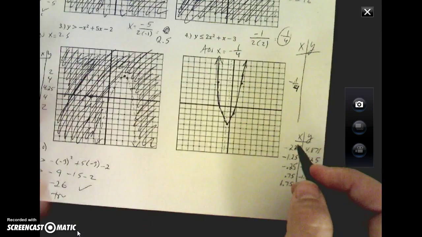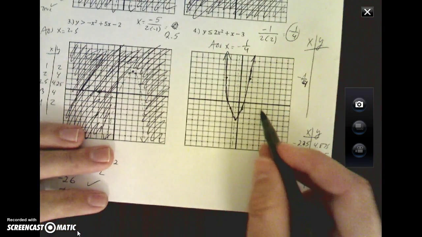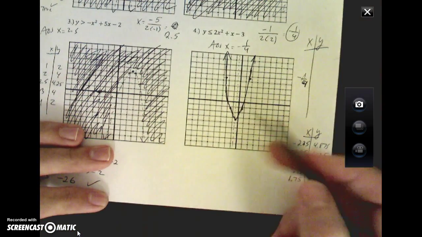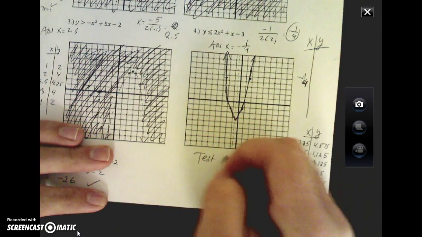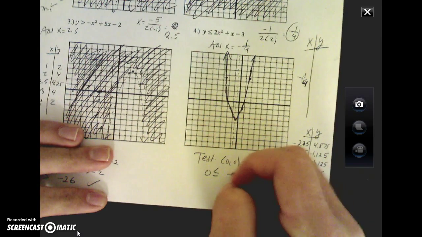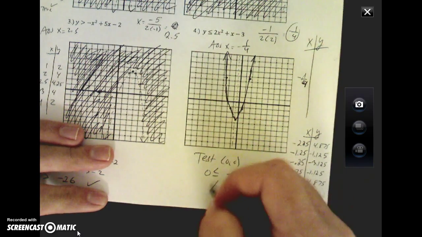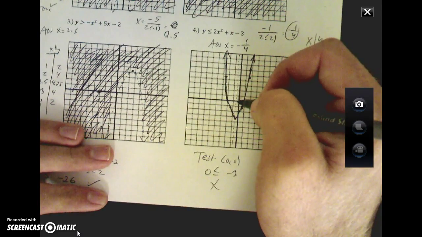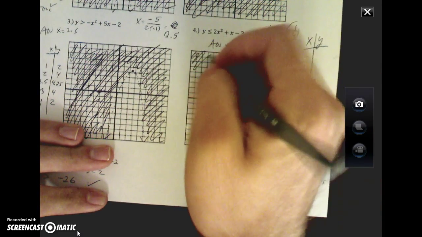Alright. I'm going to test the point, let's say let's do 0, 0, see if this works. Test 0, 0. Is 0 less than or equal to negative 3? Hopefully you guys see that's a no, so I'm not going to shade inside of here. I'm going to shade the outside part.